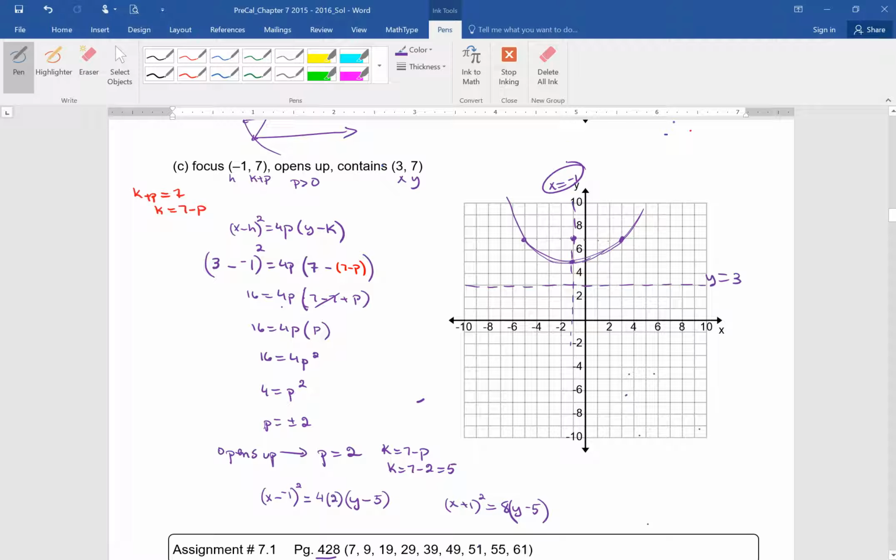When I ask you for the axis of symmetry and the directrix, you have to give me the two in equation form, because those are equations of lines, all right?